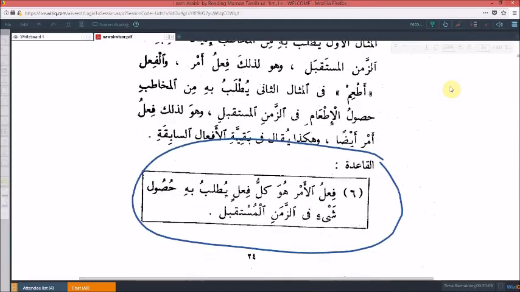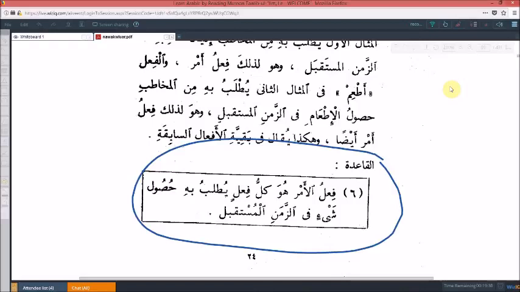القاعدة السادسة, the sixth rule. فعل الأمر هو كل فعل يطلب به حصول شيء في زمن المستقبل. The فعل أمر, the command verb, from أمر, like أمر بالمعروف, to command with the good. The فعل أمر, the verb of commanding.